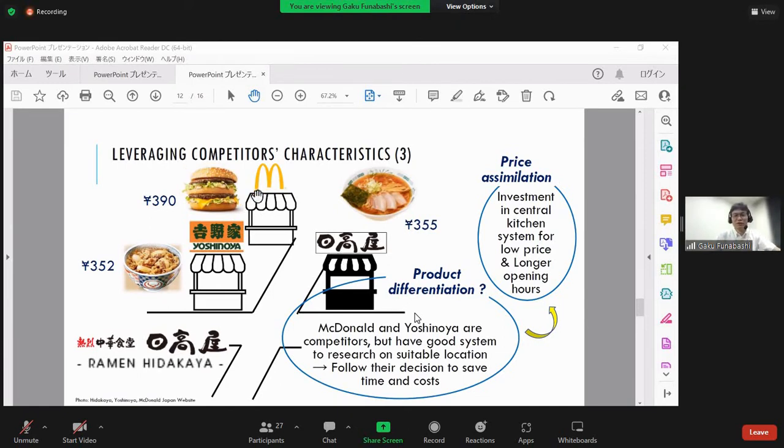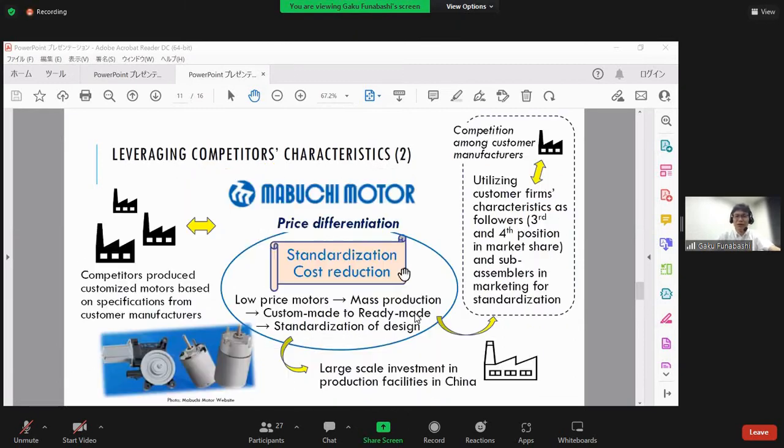It's possible. So in this case, they don't do anything to Hidakaya. They just continue their operation. That is all.